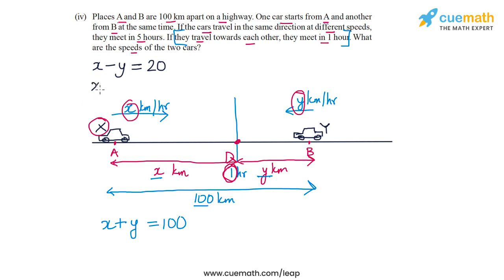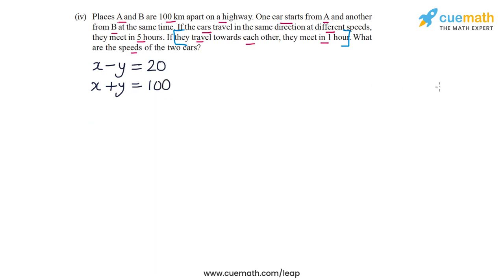Let's write it here. X plus Y equal to 100. Now all we need to do is solve this pair of equations, x minus y equal to 20, x plus y equal to 100, and that will give us the speed of the two cars. To solve this pair, we can simply add them, because that will eliminate y, because we have a minus y in the first equation and a plus y in the second. So let's add these two equations.